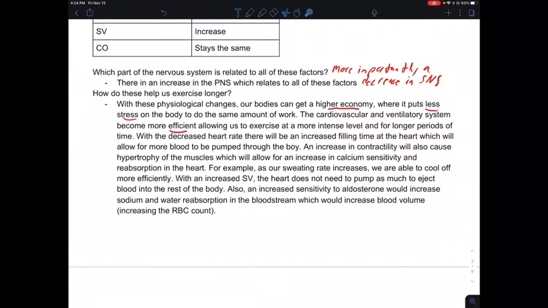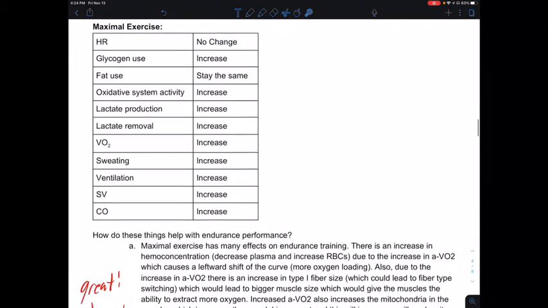Okay, this group mentioned the increase in PNS, which is true, but probably more importantly, we have a decrease in SNS. And how do these help us exercise longer? We got higher economy, less stress, more efficient, all of these things. Less use of glycogen is important for fatigue as well. And what about maximal exercise?